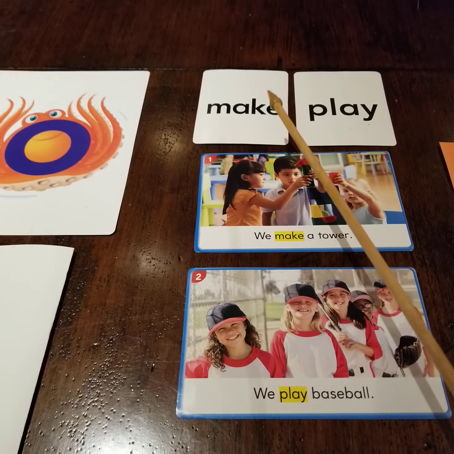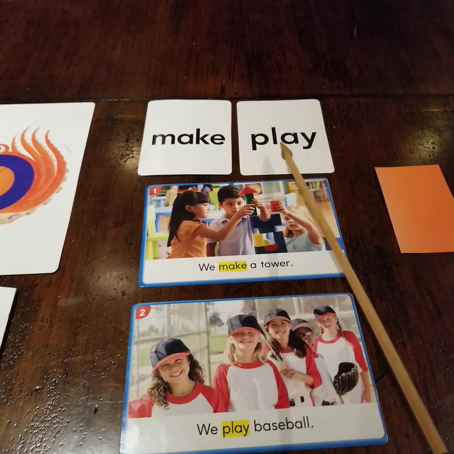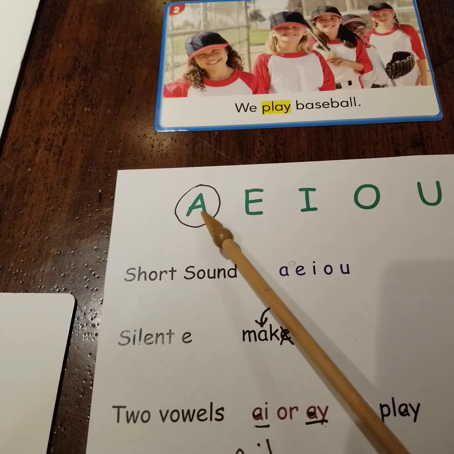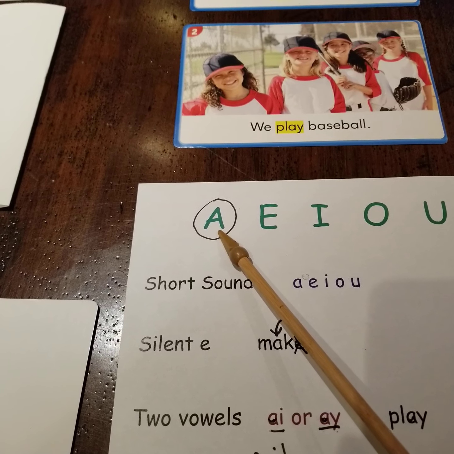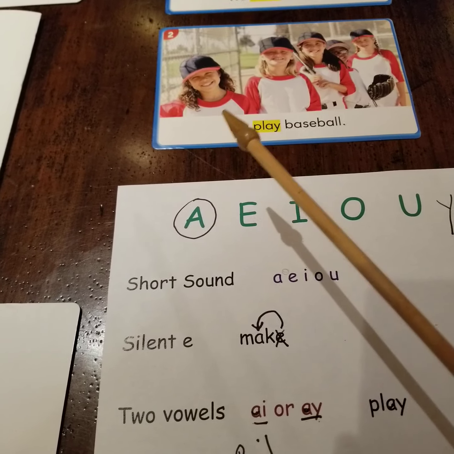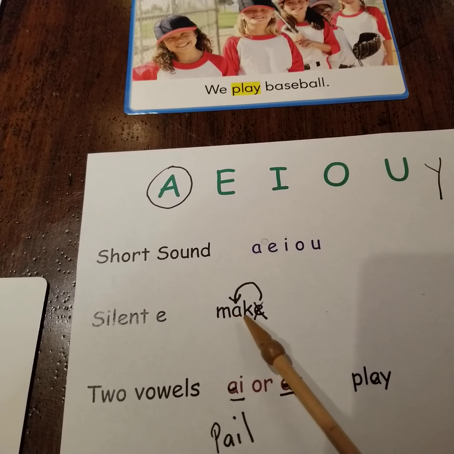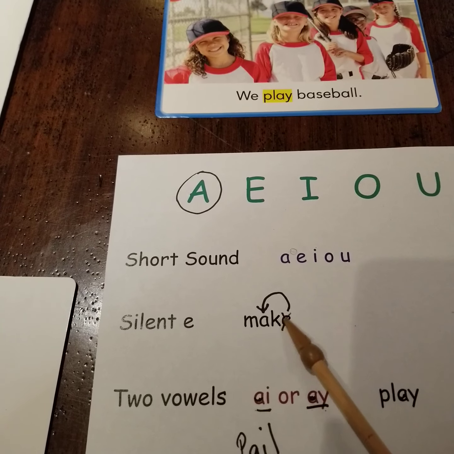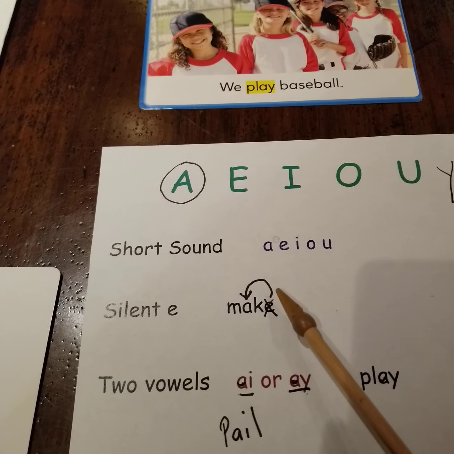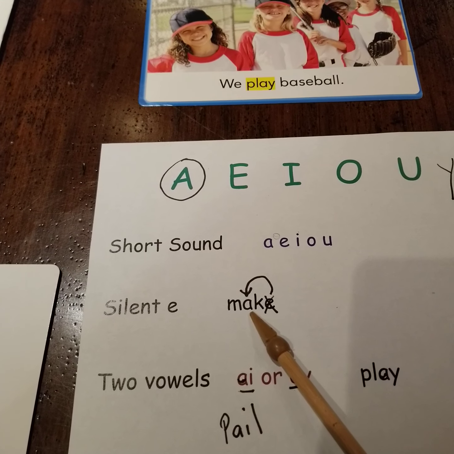Our words to know are different than we usually have, because make and play have a long vowel sound of A. It actually says its name. Usually our A sound is A, as in apple, but with these two words, it actually says its name. And there are two ways that a vowel can say its name. You can have a silent E. He's very quiet, but he's very powerful because he doesn't say anything, but he makes the other vowel say its name. And so it's making A say its name.